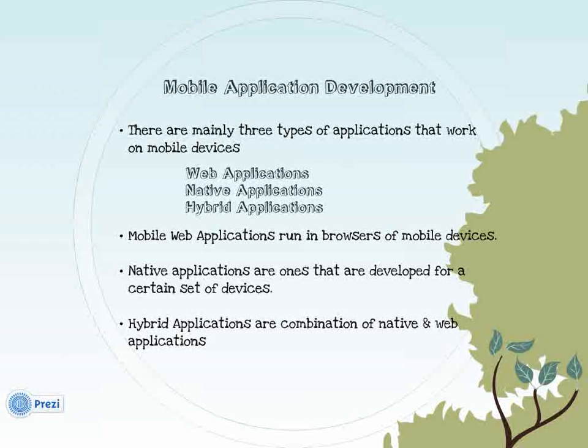Next, coming to hybrid application, this application is a combination of web application and native application. For a user, we can't identify the difference between native and hybrid, but a developer can identify. Usually, a hybrid application can be developed by using HTML5, CSS, and JavaScript, wrapped up with a native container. And this is about mobile web applications.